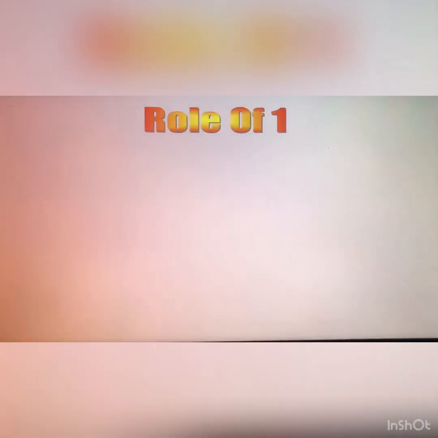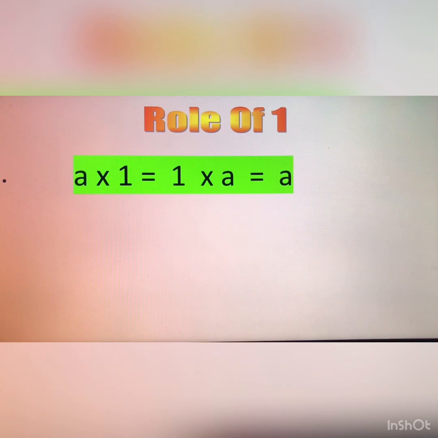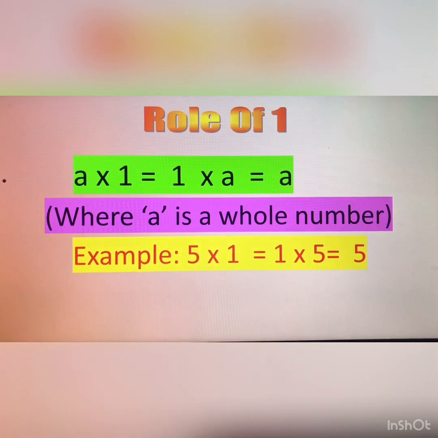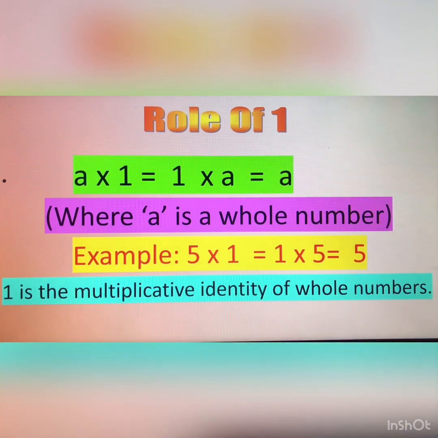Now moving to the next one, the rule of 1. Let a into 1 equal 1 into a equal a, where a is a whole number. It means if we multiply any whole number by 1, then we will get the same whole number. Let us understand it with an example. Let 5 be a whole number. Then 5 into 1 is 5, and 1 into 5 is 5. So this is the rule of 1. It means 1 is the multiplicative identity of the whole numbers.